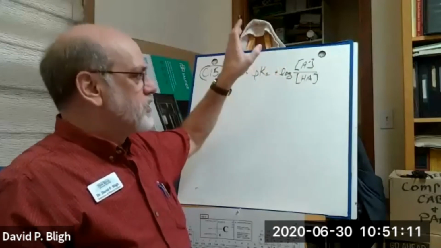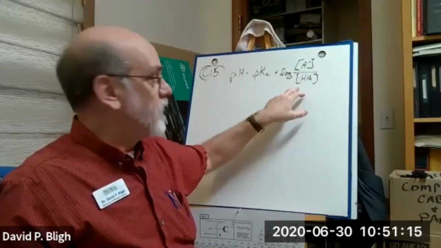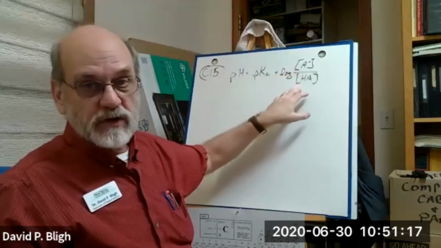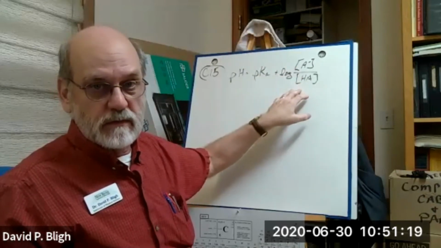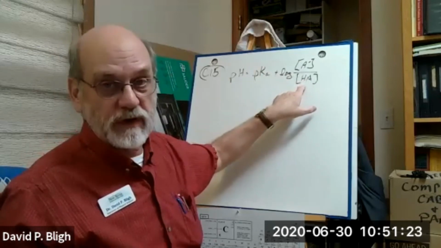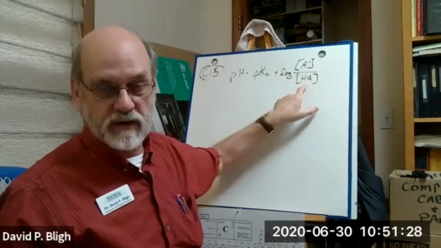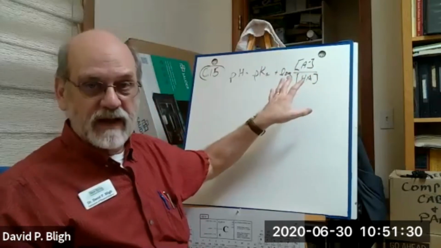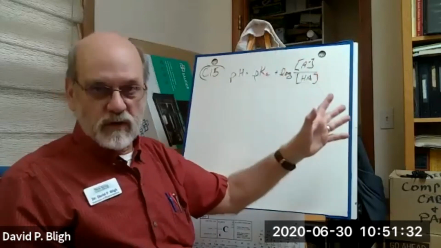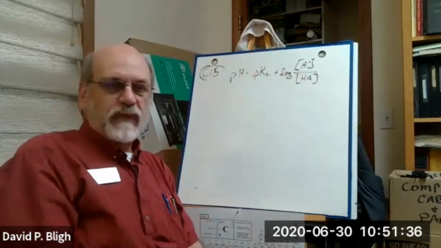Okay, and if you're outside the buffer zone, then it's not much use for doing calculations, unless you're able to determine the equilibrium concentrations of these factors. If you can do that, then you can go outside the buffer zone, and you'll be perfectly all right with your calculations.